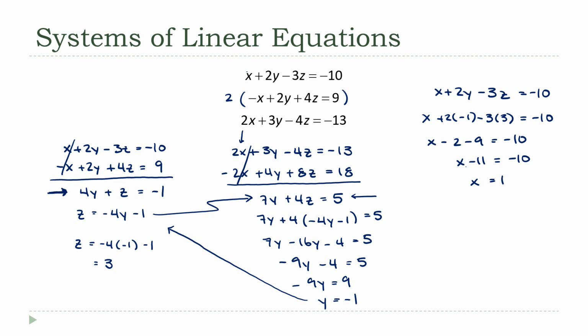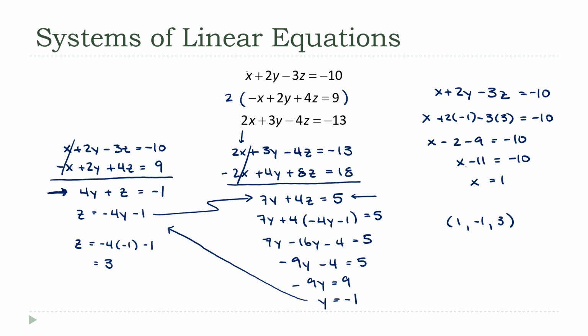Now I have all 3 parts. Bring them together. Remember, we're not done. You have to explicitly answer the question. The solution would be the point 1, comma 3. Whoops, got them in the wrong order. x is 1, y is negative 1, z is 3. There's my final answer. So let's take a step back, kind of think about this from a high level again.